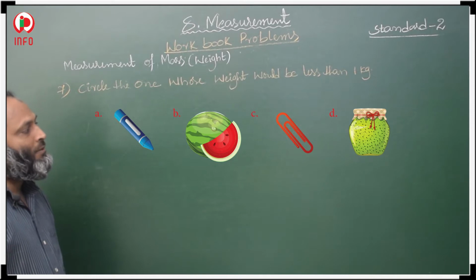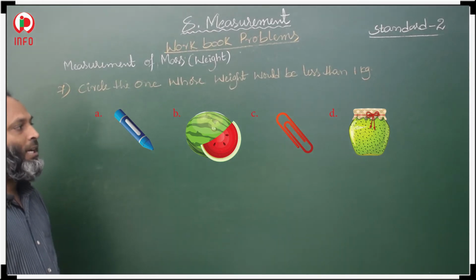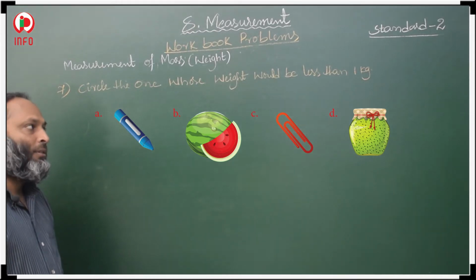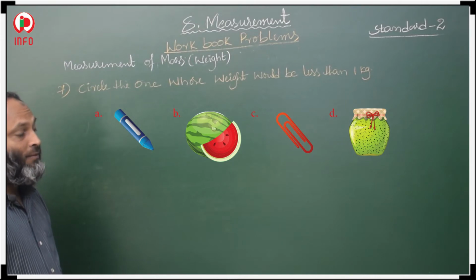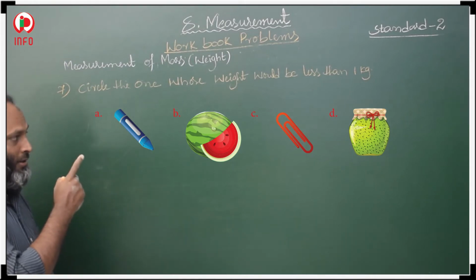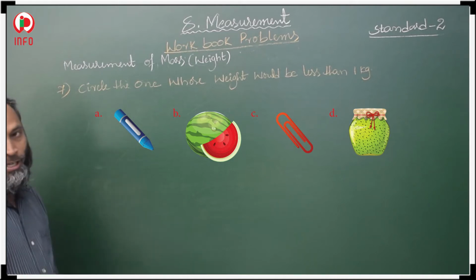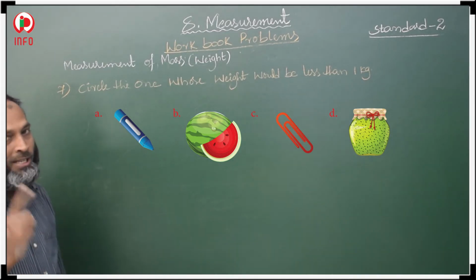In this, he is asking which one's weight is less than 1 kg. Obviously we know. The pen weight is less than 1 kg. Why? Because 1 kg is equal to 1000 grams.